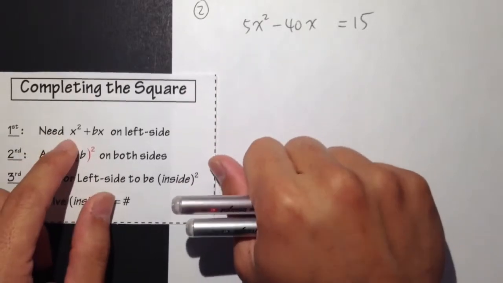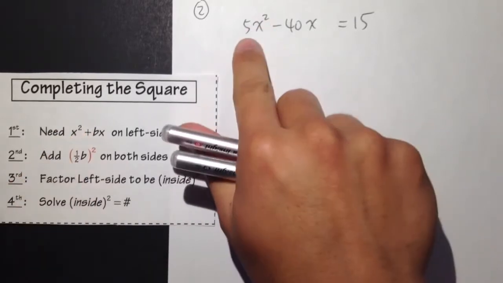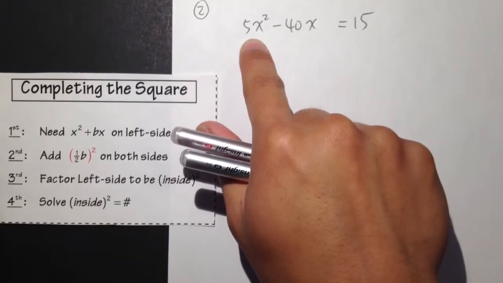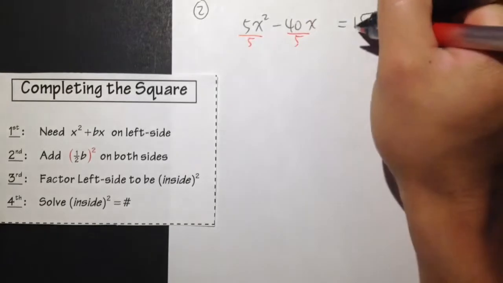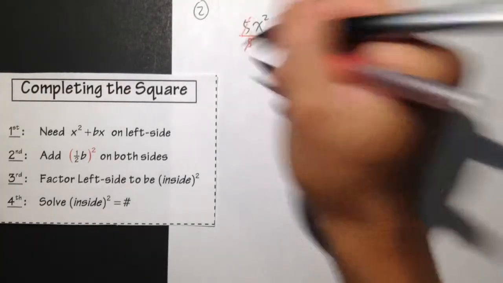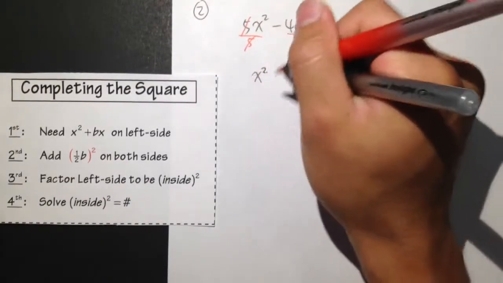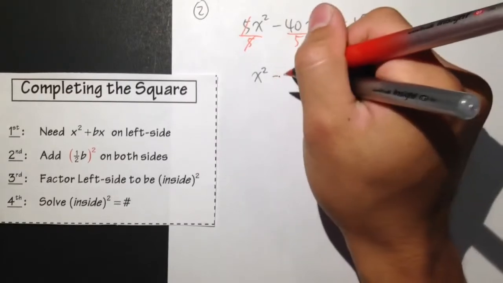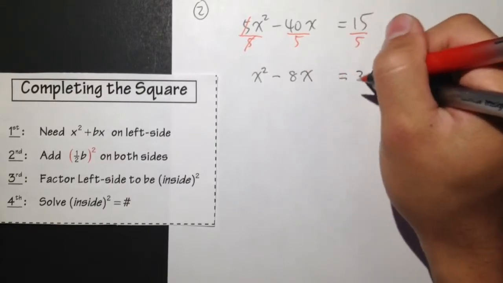But then the first step is we insist to have just x squared. I don't want to have the 5 in front of the x squared in our situation. So what we should do first is divide everything by 5. Divide everything by 5 throughout the equation. This way, this 5 and that 5 will cancel out. And then I will end up with just x squared minus negative 40 divided by 5, which is minus 8x equals to 3. Okay?